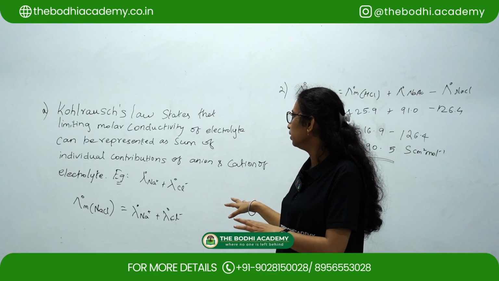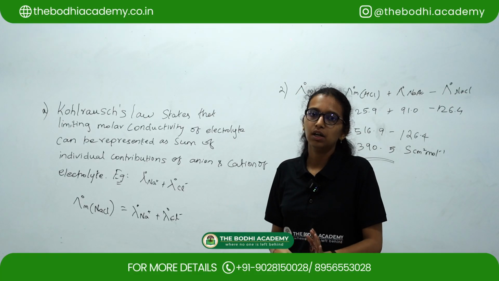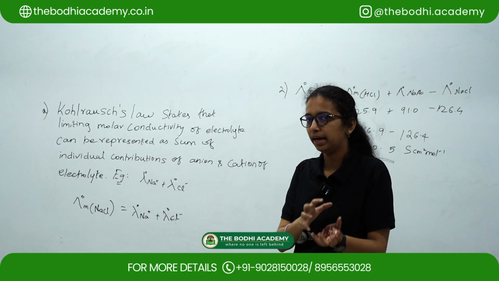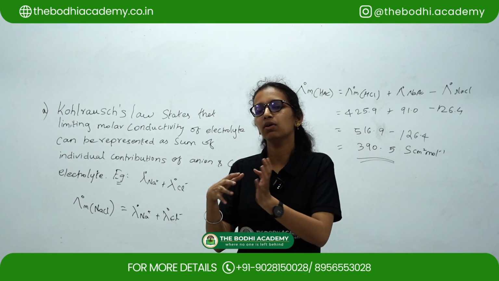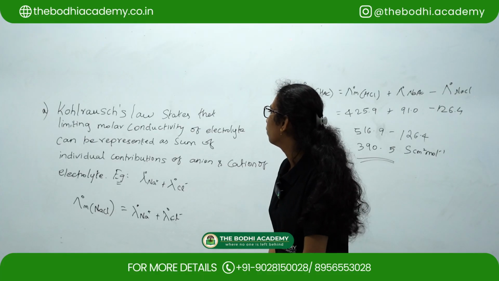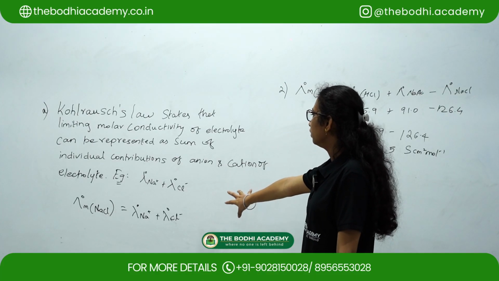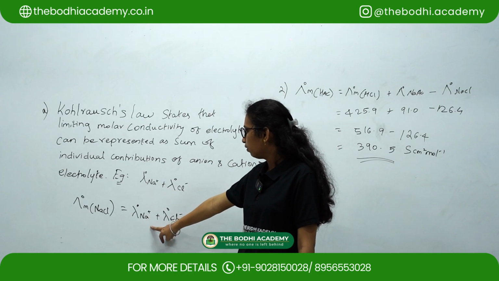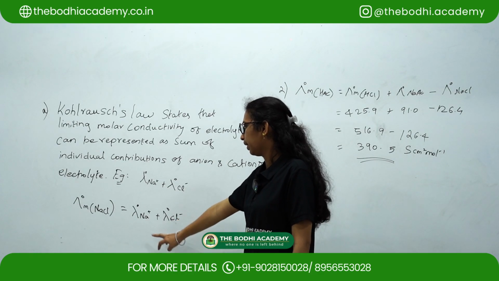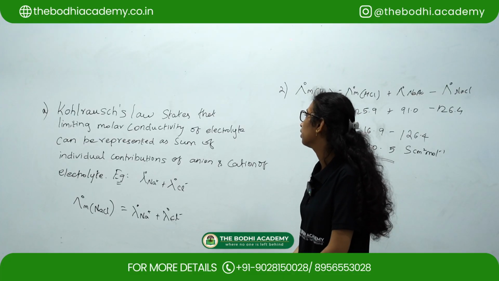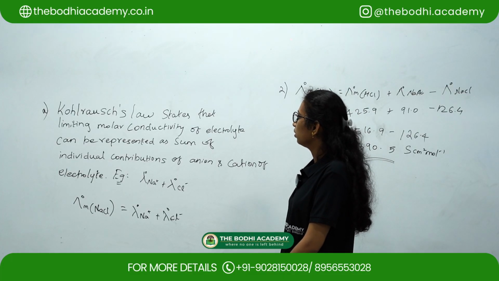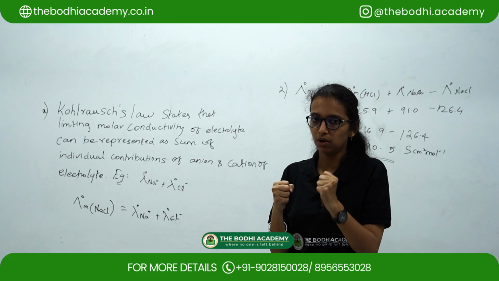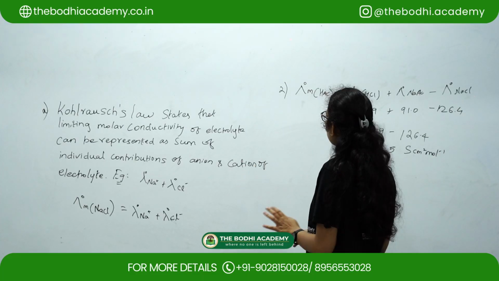So the example is NaCl. The limiting molar conductivity of a NaCl solution will be the contribution of the cations, that is Na plus ions, and of the Cl minus ions. So it is represented in this way. The limiting molar conductivity of NaCl is represented like this, the conductivity of cation and anion, Na plus and Cl minus. That is what the law states. It is a sum of the individual contributions of the anion and cation. That is what the law is.